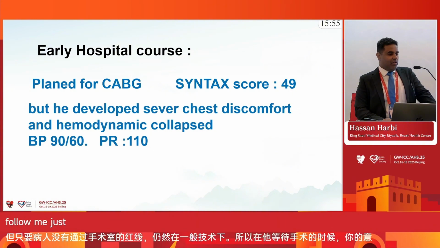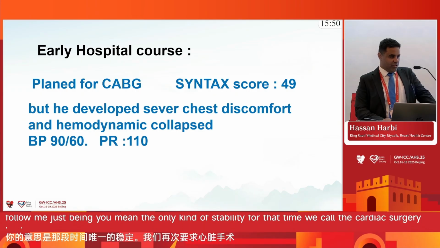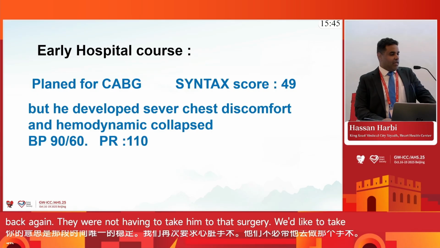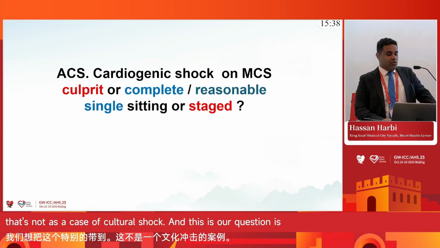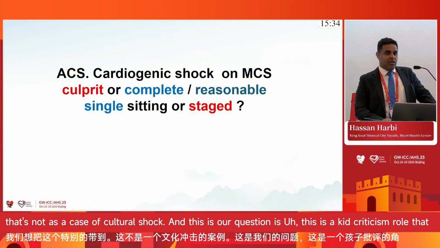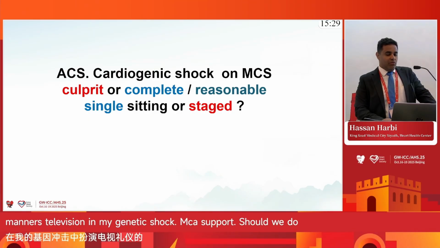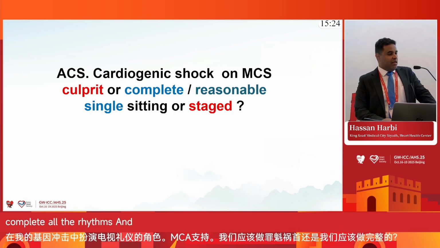At that time, we called the cardiac surgery back again, but they were not happy to take him to surgery. So we would like to take this patient to the cath lab as a case of cardiogenic shock. And this is our question: this is acute coronary syndrome, non-ST elevation MI, cardiogenic shock, and MCS support. Should we do the culprit only, or should we complete all the vessels? And if yes, is it a single sitting, or should we stage it?